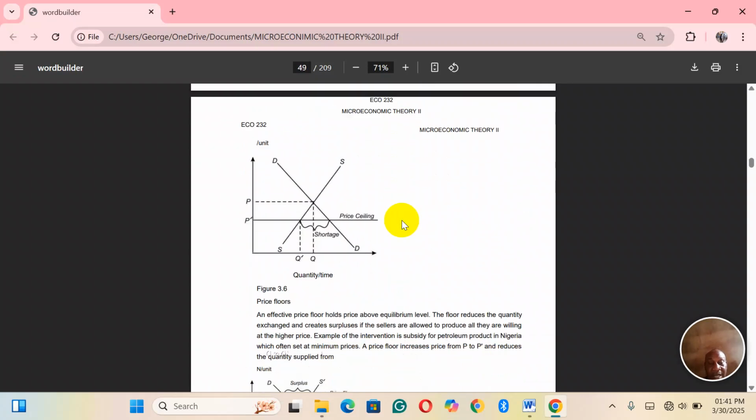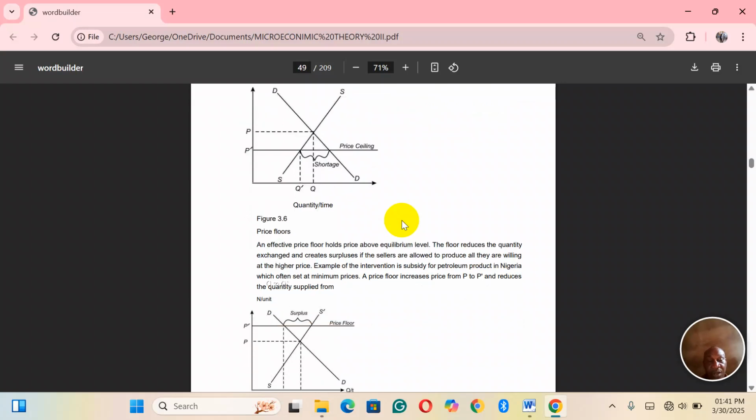And so we can see that the price ceiling is like a constant price set by the government. Then we see the shortage below the price ceiling. And the price floor, an effective price floor, holds price above the equilibrium level. So the floor reduces the quantity exchanged and also creates surpluses.